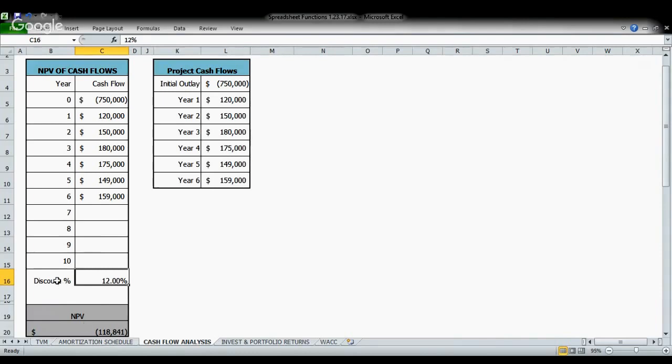So let's assume, though, that we're Walmart or Target or someplace where money's cheap, there's a lot of cash lying around. Maybe we only need a 4% return, and therefore we would use 4% as our discount rate. Watch what happens here. Now this net present value is a positive $61,000. So the change in the discount rate changed the decision-making. Before, with a 12% discount rate, we would say no. At a 4% discount rate, the net present value is positive, so we pursue the project.